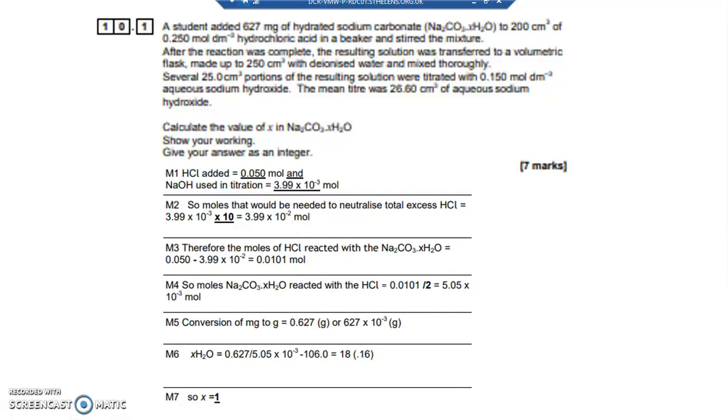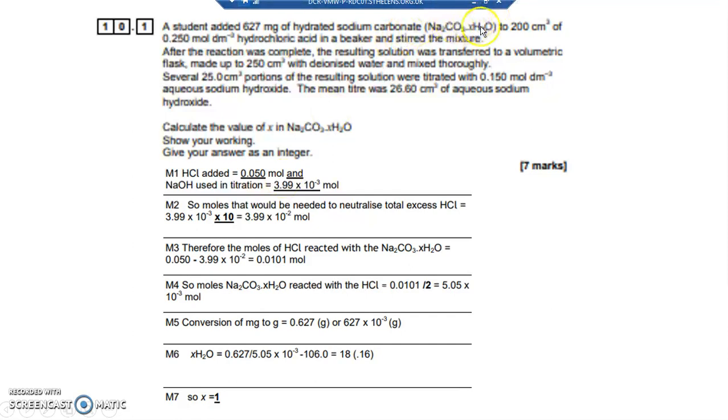So 3.99 times 10 to the minus 2 moles of hydrochloric acid were left over in this 250 centimetre cubed sample after I've reacted the hydrochloric acid with this. So I started with 0.05 moles of hydrochloric acid, and I've ended up with 3.99 times 10 to the minus 2 moles of hydrochloric acid. Why has the hydrochloric acid gone down? Because that's how much I started with, and that's how much now I've got.